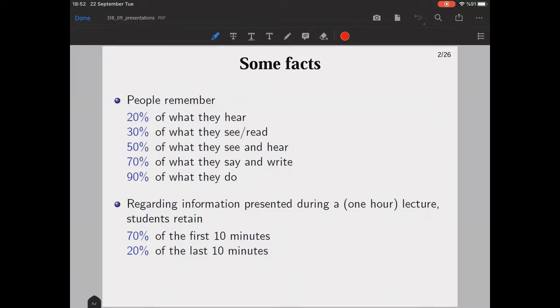And regarding information presented during a typical 1-hour lecture, but this 1 hour is for face-to-face education. And in these times, during the pandemic, we cut the sessions down to half an hour, around that, maybe sometimes 20 minutes for concentration purposes. Even face-to-face, students retain 70% of the information from the first 10 minutes and only 20% of the information in the last 10 minutes. As you see, it's not very effective just listening. So if we talk about presentations, they should be as efficient as possible because people can get lost easily.